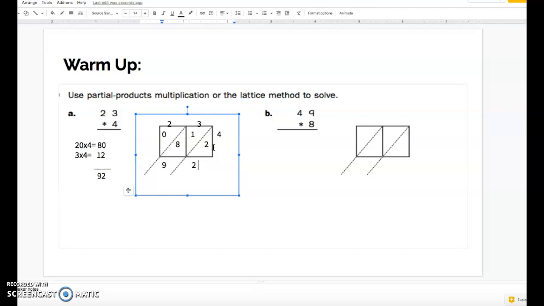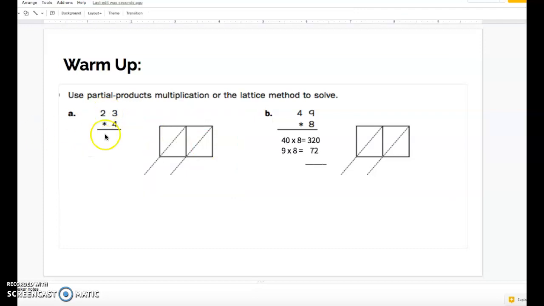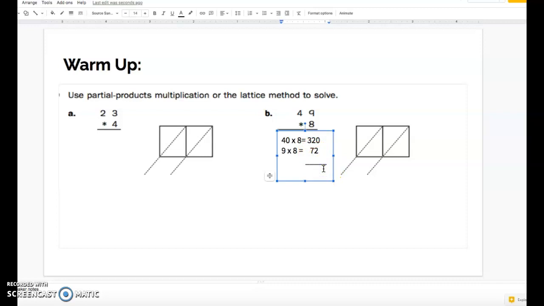Nice work. Now let's go to our next one. 49 times 8. Well, I know that 40 times 8 is 320, and 9 times 8 is 72. So if I put those together, I have 392. Awesome work. So today we're going to focus on solving word story problems.